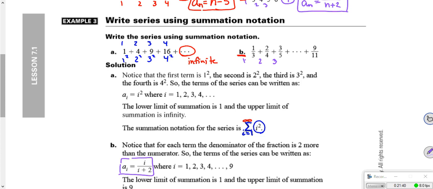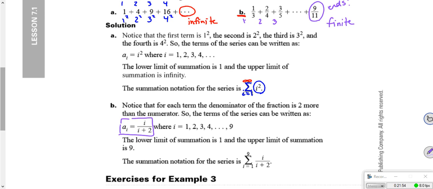Okay, and here's the deal though. This is a finite series because it has an end point. It ends. So when we go to write the summation notation, notice we use the rule over here on the right. Okay, we've got our starting point, I equals 1, and that's our lower limit. Our upper limit is 9. There is a distinct starting and stopping point. So we need the rule, we need the starting point, we need the stopping point.